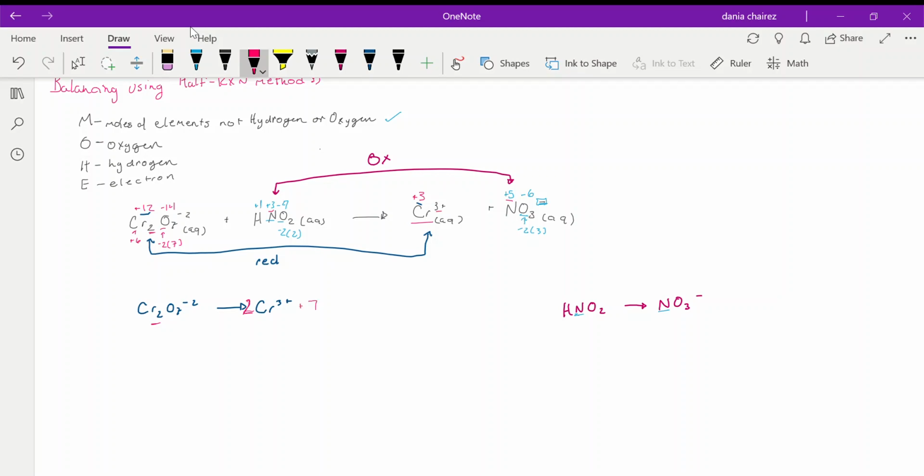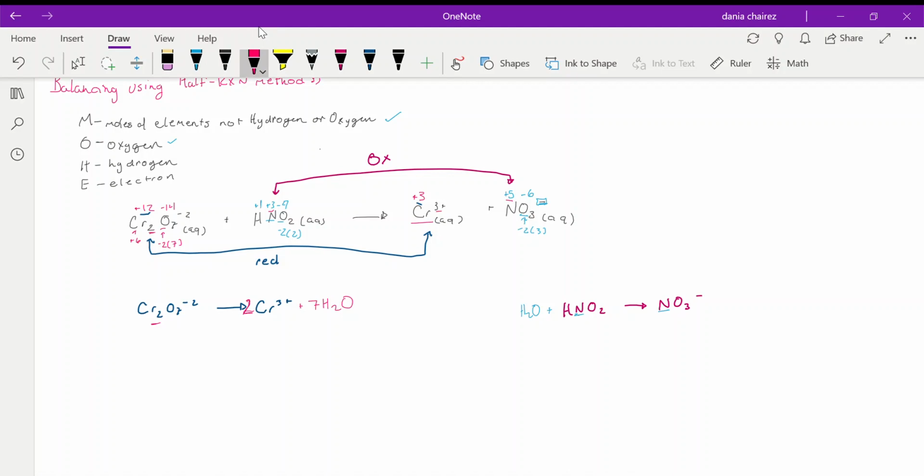So we're going to add 7 waters, just because water only carries 1 oxygen and we need 7 of them. So 7 H2Os. And now for our oxidation, we have 3 oxygens on the product side and 2 on the reactant side. So we only add 1 water to turn it into 3 oxygens. So that's it for the oxygen.